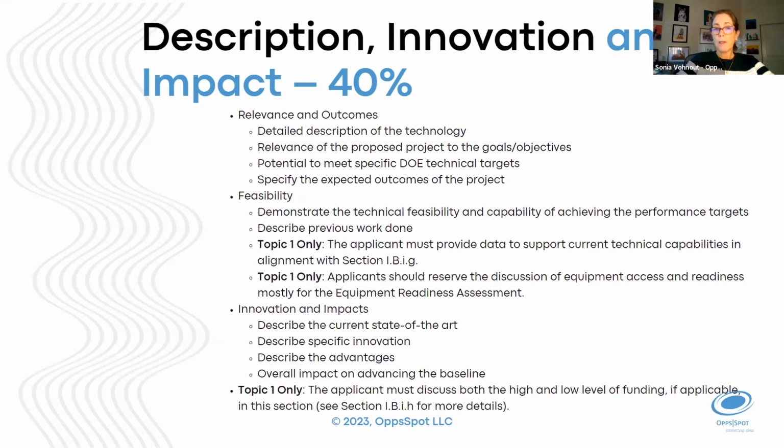So in the description of your innovation and impact, this is the most important section. So we're going to be having about 40% of that. So what is the relevance of what you're doing as it relates to the topic, and what do you expect the outcomes to be? So give a detailed description of the technology, its relevance to the project, what are your project goals, how are you going to achieve them, how are you going to measure that success?